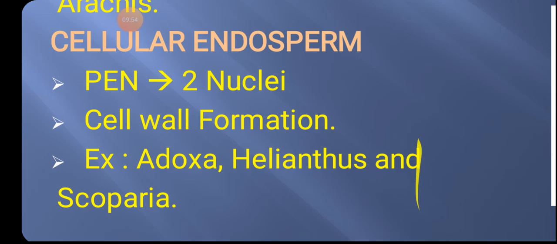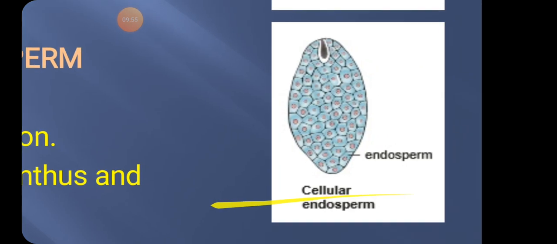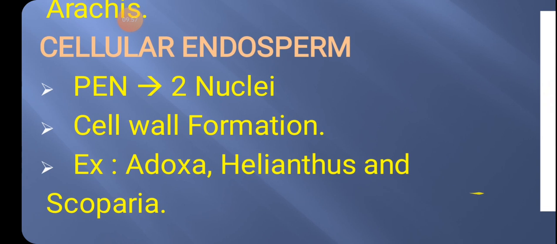Then cellular endosperm, see the diagram. In cellular endosperm, the primary endosperm nucleus divides into two nuclei. The two nuclei also undergo continuous mitotic cell division and form cell walls instantly, so complete cells are also formed. So it is called cellular endosperm. Examples: Adoxa, Helianthus and Scoparia.